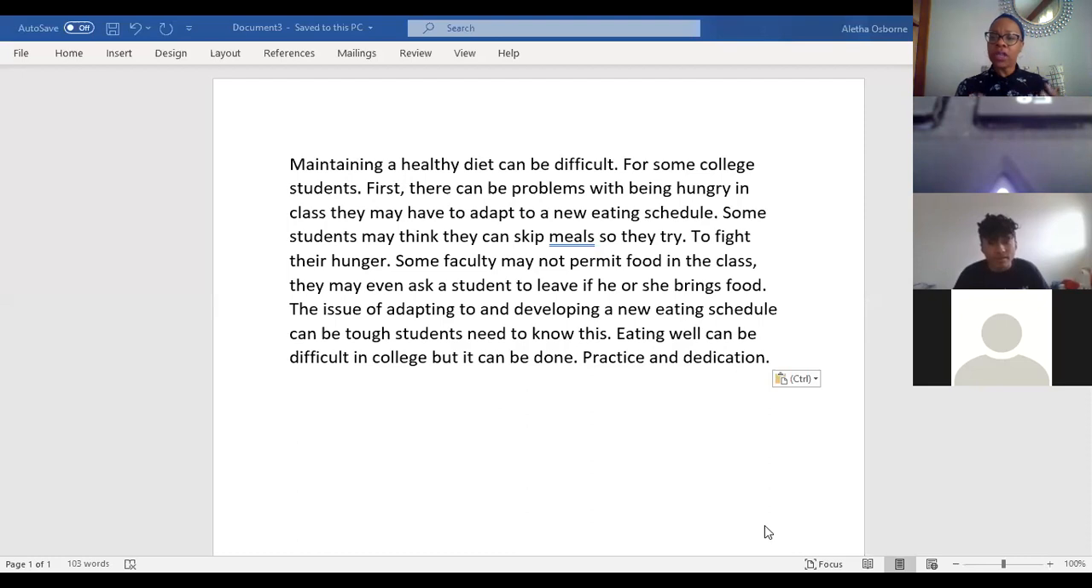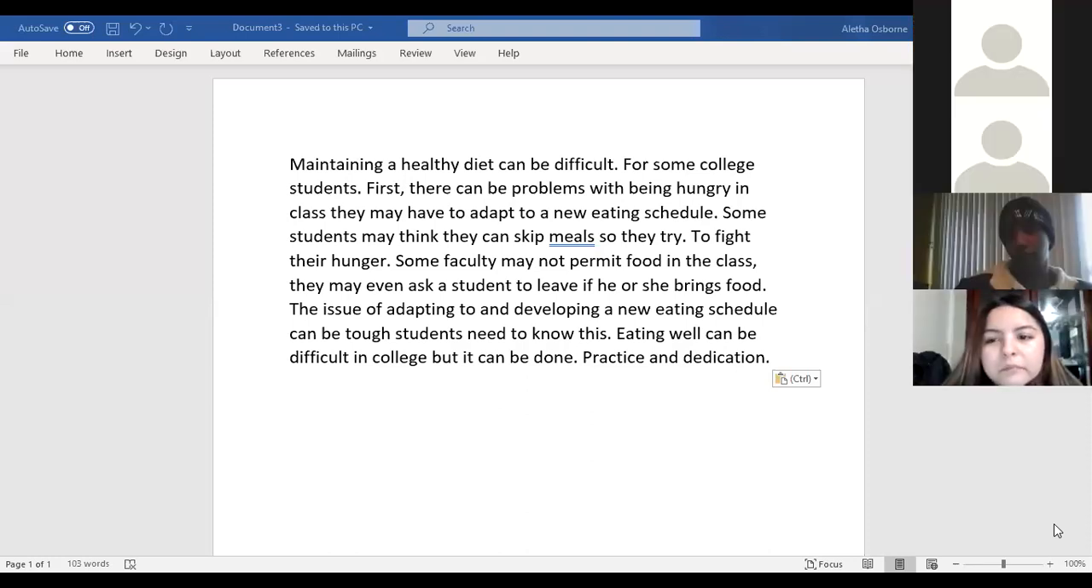If you are proofreading it, we're taking it sentence by sentence. Is this first sentence correct and complete? Is it correct and is it complete? I say yes. Okay, I hear a yes. Okay, good. Maintaining a healthy diet can be difficult. That's a complete sentence.